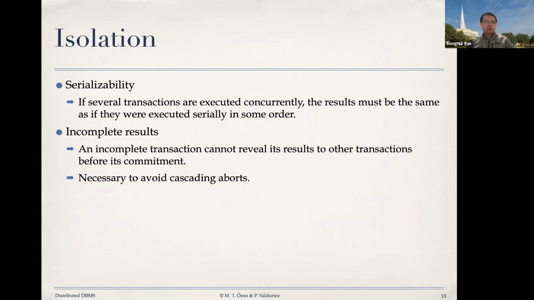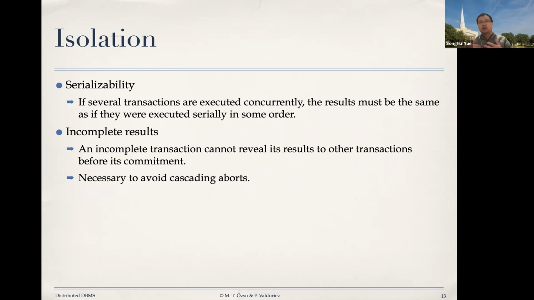All right, isolation is another property. It is highly related to serializability. Isolation means that if several transactions are executed concurrently, the results must be the same as if they were executed serially in some order. Mostly, isolation means that the transactions should be isolated from each other and will not interfere with each other. Finally, the running result will be the same and also consistent.